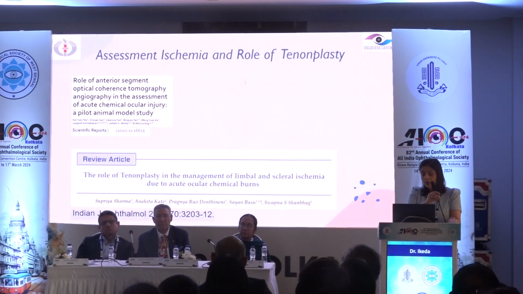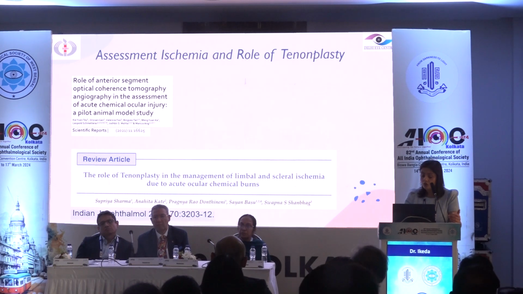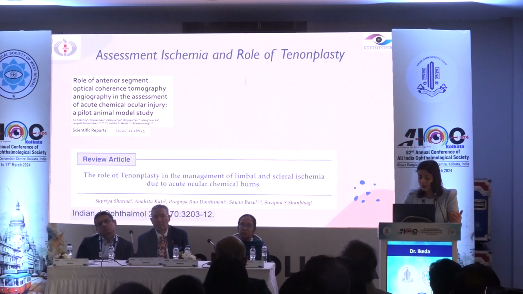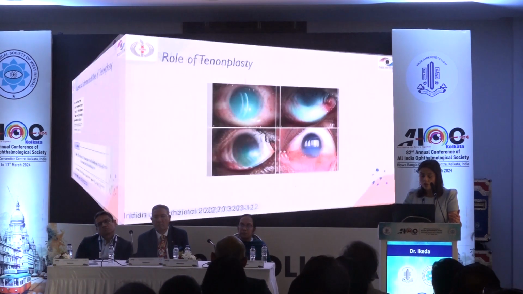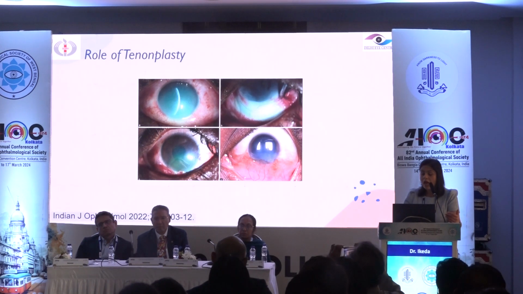Now, this is a recent paper by the LVP group which highlights the importance of ischemia and the role of tenonplasty. So here again the idea is that if we have necrotic tissue, that needs to be excised so that the vascularization can be promoted and the conjunctival epithelium grows over it. So this is one of the cases that they have demonstrated in this paper, where we can see that there is inferior scleral ischemia as well as limbal ischemia, and advancement of tenons greatly helps in vascularization. So the idea is that it prevents corneal melt, and it promotes healing of the epithelial surface.